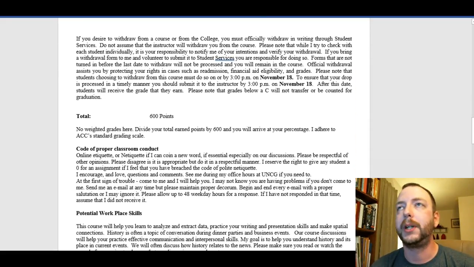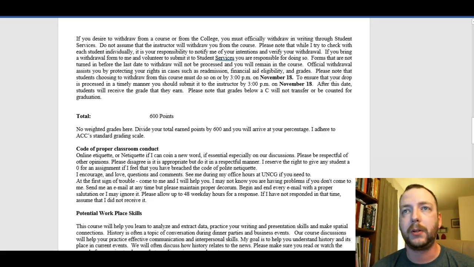And then there's a little bit more on here about withdrawing from a course, and you need to withdraw by a certain date. If you're going to withdraw, there's a certain cutoff day where they won't let you withdraw after that. So just keep those dates in mind as we go along here.